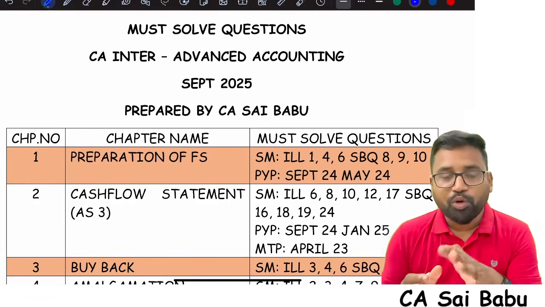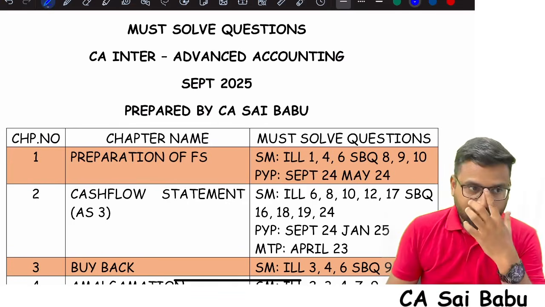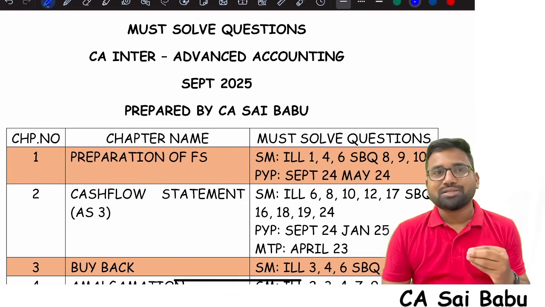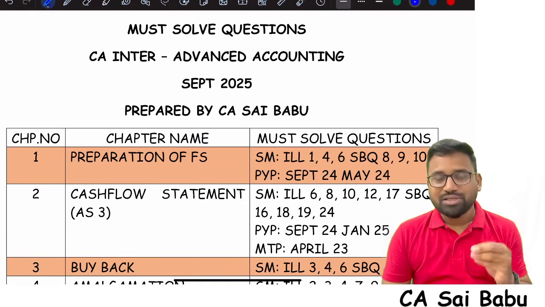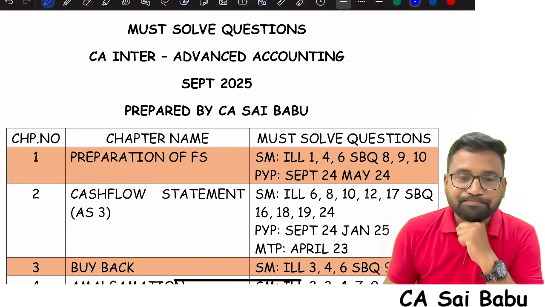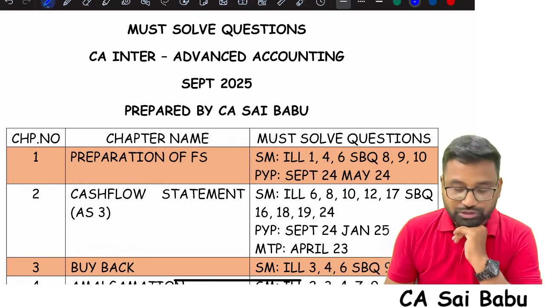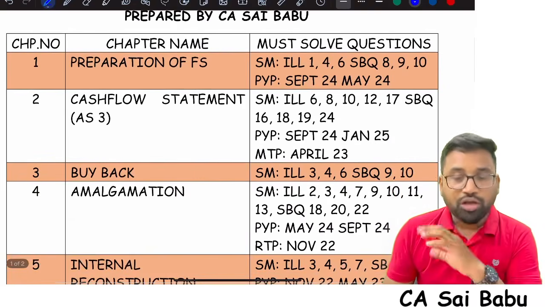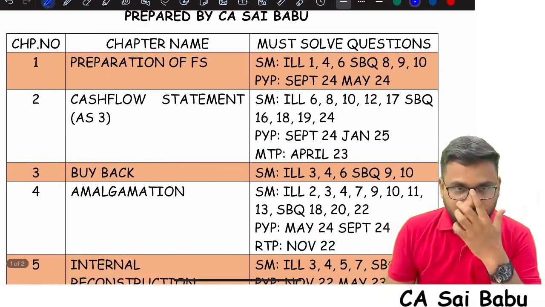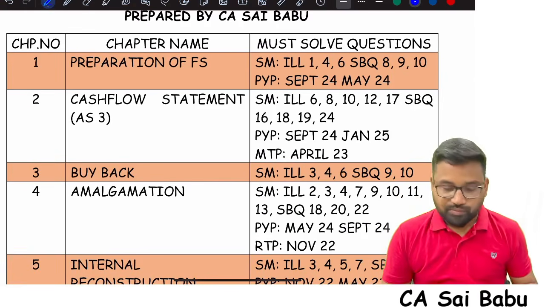Now I am going to provide you the list of must-solve questions, or we can say the important questions you need to cover. At least these questions must be covered in the Advanced Accounting paper. You must solve these questions before going into the examinations. Solve these questions as a first priority, and after that, if you have any time, you can solve other questions also.